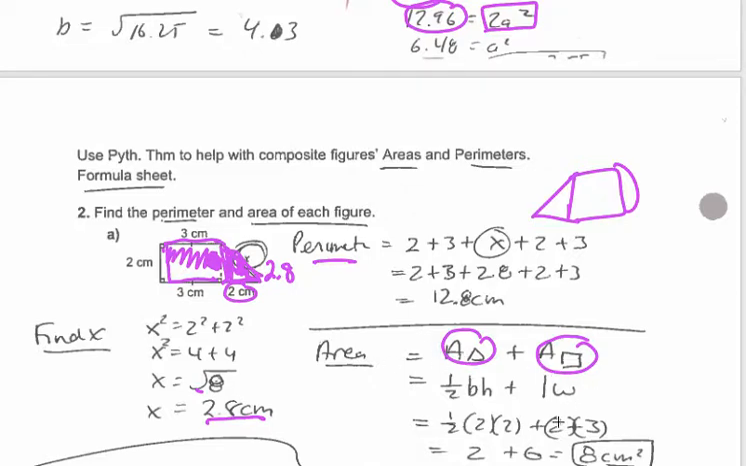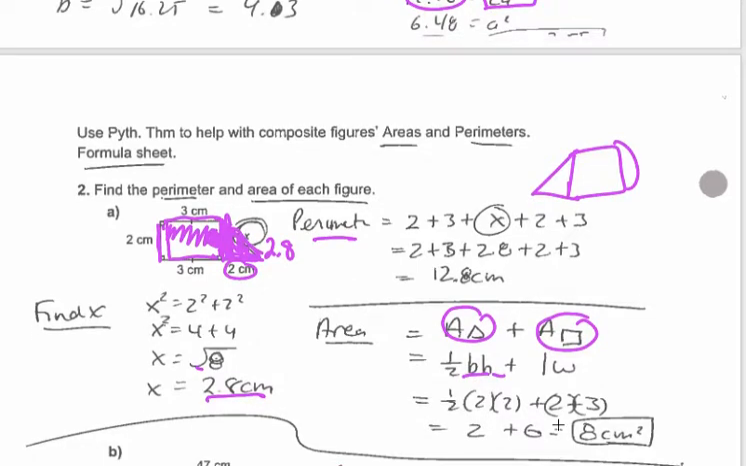So length times width, real easy, 2 times 3. That'll get you 6. And then base and height, in this case, it was this guy here times this guy here. That's your base, and that was 2. If this height over here is 2, then this height over here is 2. So you can call that the H. This is the B. That's also 2. 1/2 times 2 times 2 is 2. Add them together to get 8. And remember that area units are squared. Okay, so 8 centimeters squared.